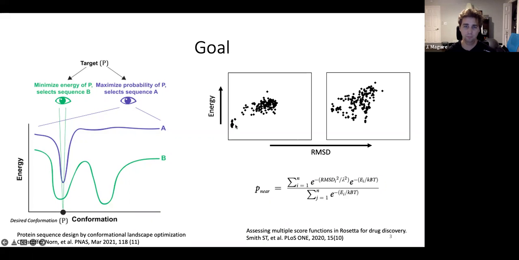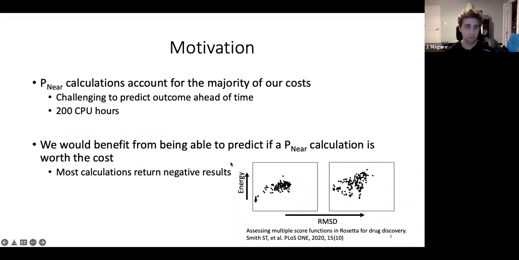P near is the numeric calculation. I just went back with the slides. So this is the folding funnel that we just looked at. Very good folding funnels have high P nears, and poor folding funnels have low P nears. So this ranges from 0 to 1, where 1 is the best. When we design cyclic peptides at Menton, the P near calculations are, to the first approximation, all of our computational costs. It's so much more expensive to compute these funnels than it is to actually design our cyclic peptides.